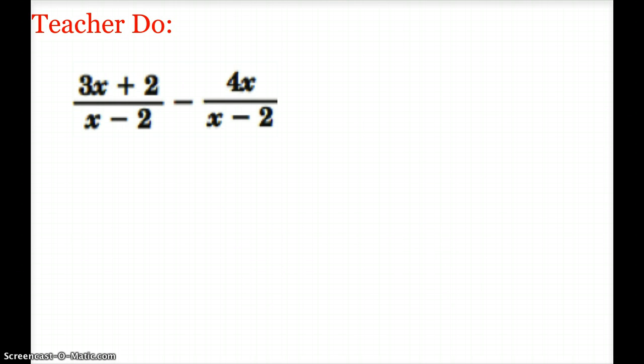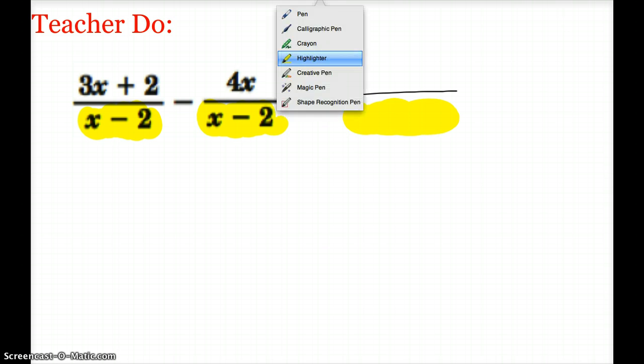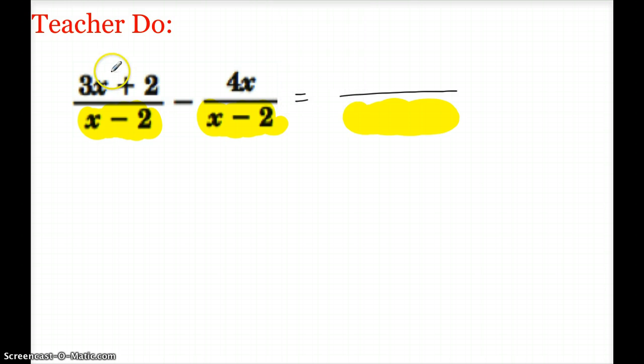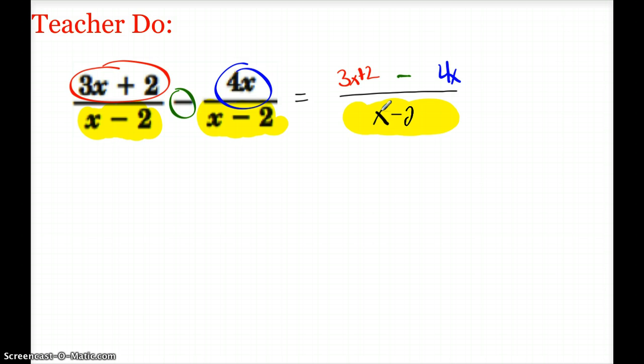Okay, again, the item that's going to change here is not too much. It is just going to be the fact that it's going to be subtraction. The last two practice problems that we'll have on here, you're going to have to distribute that item on the bottom. So let's do the first item, 3x plus 2, and the second item, 4x, and the item in the middle, minus. The denominator is x minus 2.